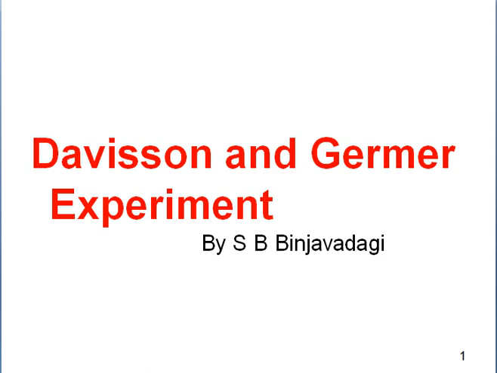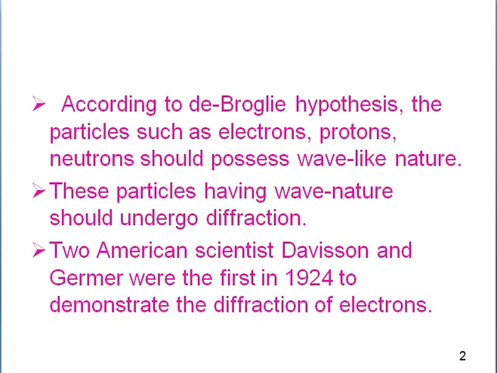Good morning, students. Today I am going to discuss the Davisson and Germer experiment. According to the de Broglie hypothesis, particles such as electrons, protons and neutrons should possess a wave-like nature. Last class we already discussed this. In this experiment, these particles, having wave nature, should undergo diffraction.